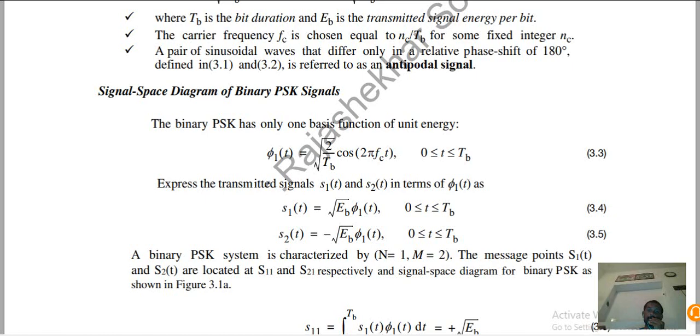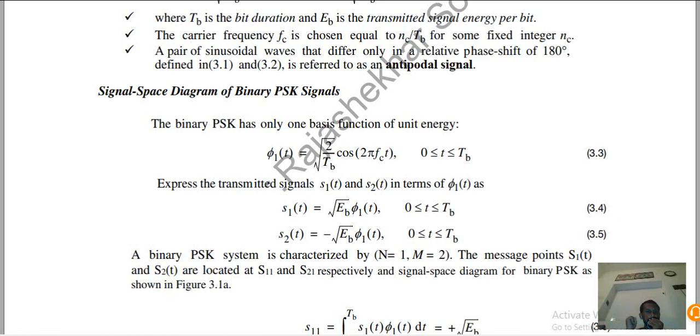Express the transmitted signals, equations 3.1 and 3.2, that is S1 of t and S2 of t, in terms of the basis function phi 1 of t. S1 of t equals square root of EB into phi 1 of t for one complete duration, represented as equation 3.4. And S2 of t equals minus square root of EB phi 1 of t, for t greater than or equal to 0 and less than TB, which is represented by equation number 3.5.